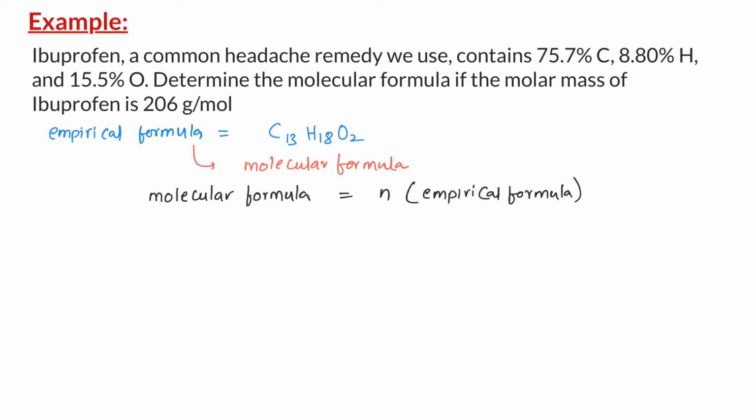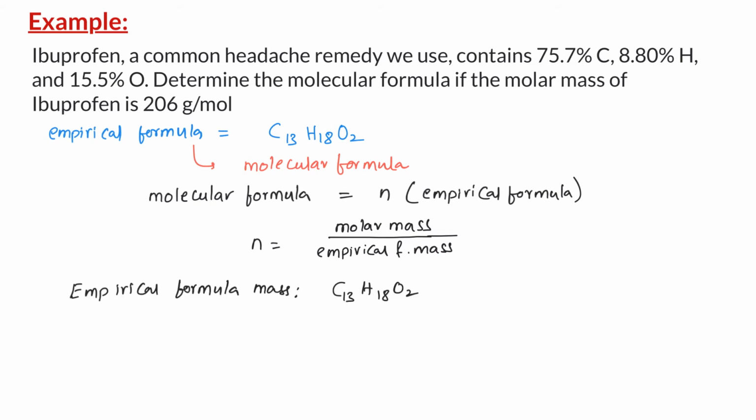We know that to convert the empirical formula into the molecular formula, we need to multiply the empirical formula with a whole number multiple. And we can get the whole number multiple by dividing the molar mass of ibuprofen with the empirical formula mass. We already know the empirical formula, so we can calculate the empirical formula mass. The empirical formula of ibuprofen is C13H18O2, which means it has 13 moles of carbon, 18 moles of hydrogen, and 2 moles of oxygen. That is 13 times 12.01 grams of carbon, 18 times 1.008 grams of hydrogen, and 2 times 16.00 grams of oxygen.